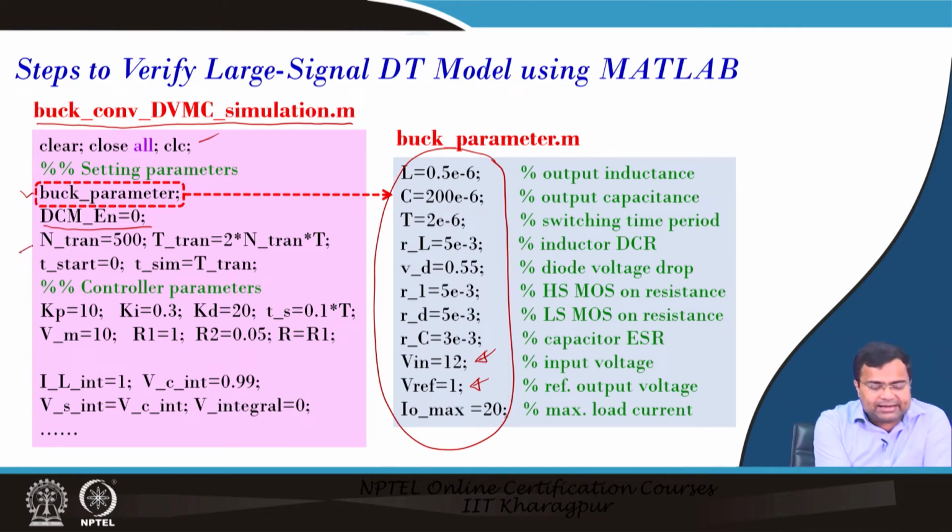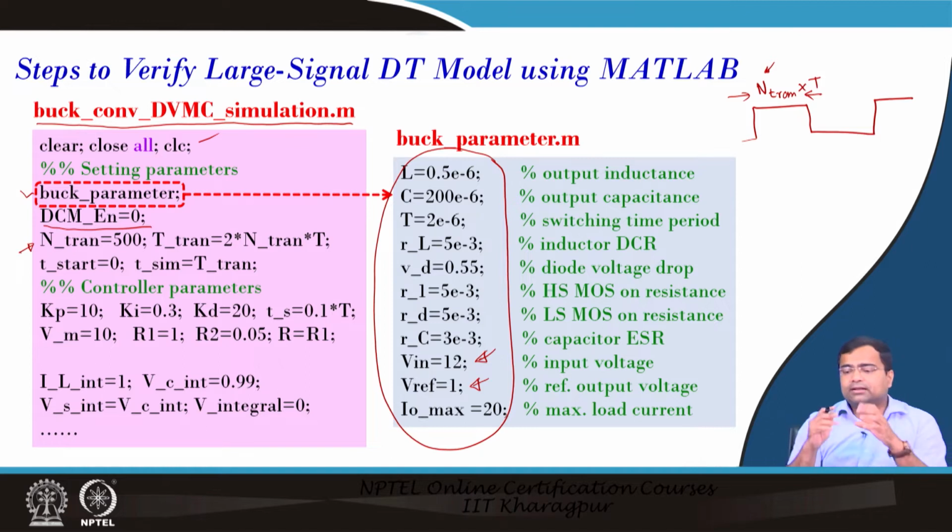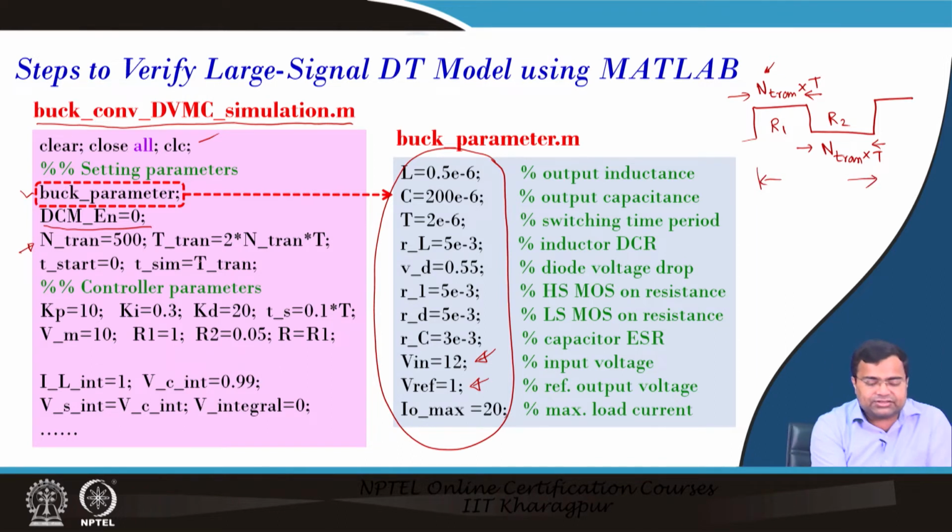Then N tran is the number of cycles. So, first 500 cycles it will run with R1 resistance. I would say this duration is N tran into T, where N tran is the number of cycles, and during this time your R1 resistance was connected and during this time your R2 resistance is connected, and you are taking 50%. So, this duration is also N tran into T.